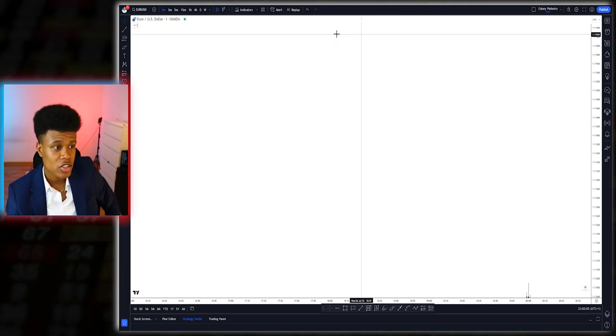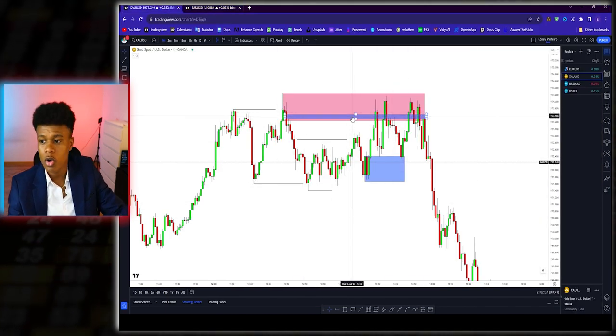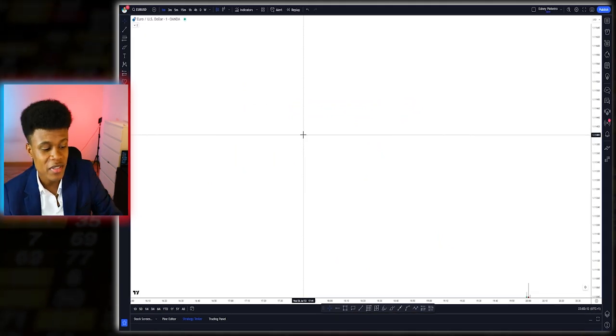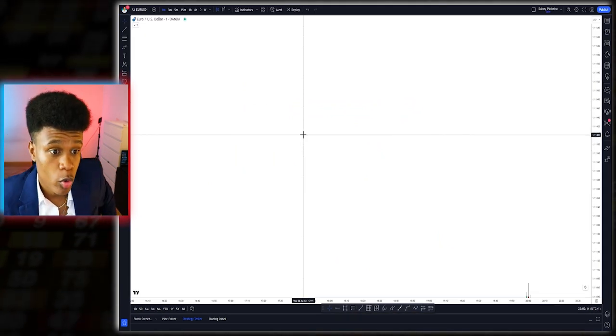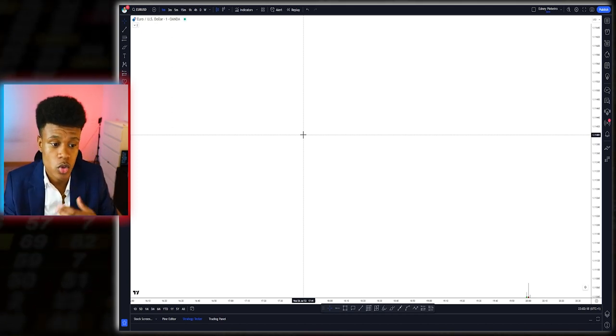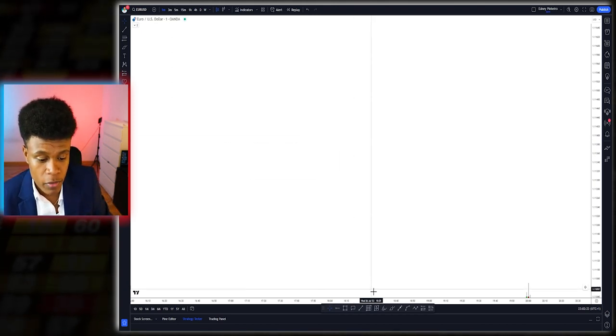I already selected the short example of this inducement right here. I have one good example right here. We'll come and I will explain this example very soon. But right now, let me just draw an example of inducement, and then I can show you everything, explaining step by step while I'm drawing.